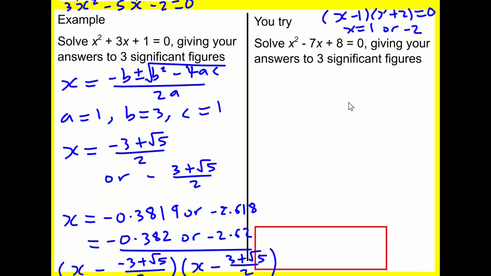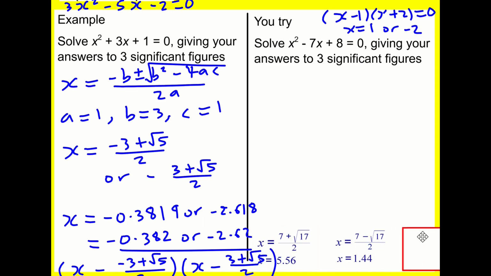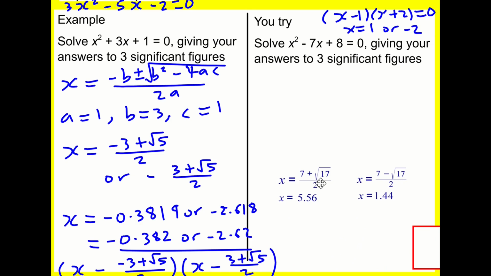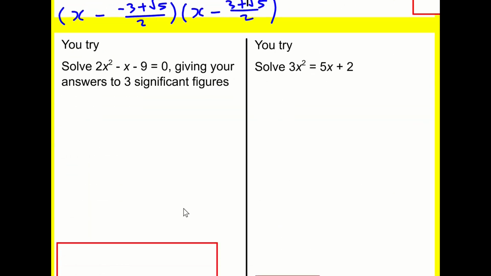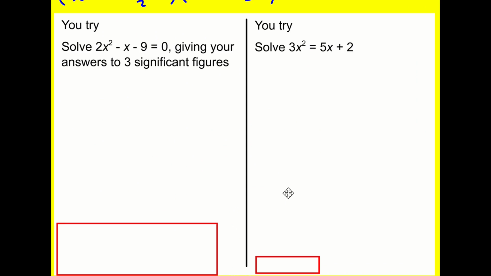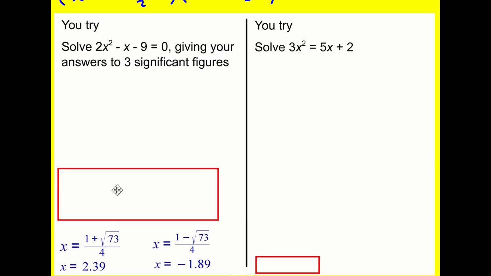Okay, have a go at this second one yourselves. So I'm not going to go through the whole method here. That's what you should get. 7 plus root 17 over 2 and 7 minus root 17 over 2. Rounded answers as shown. 2 more to try. So A is 2, B is minus 1, and C is minus 9. This is what you should have got.